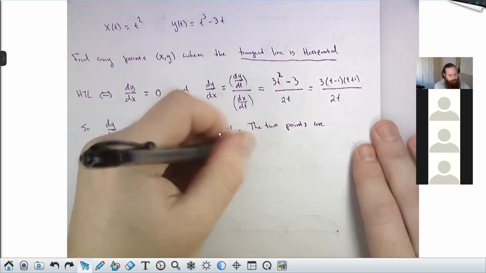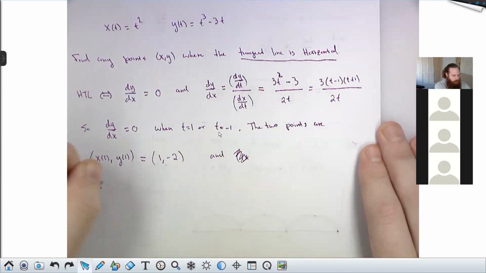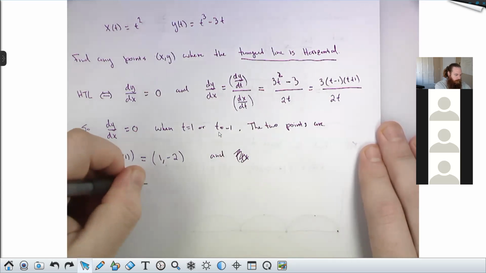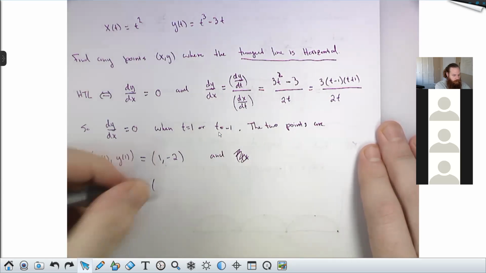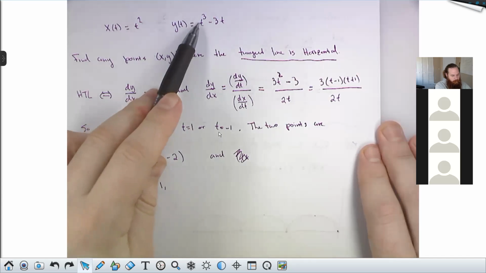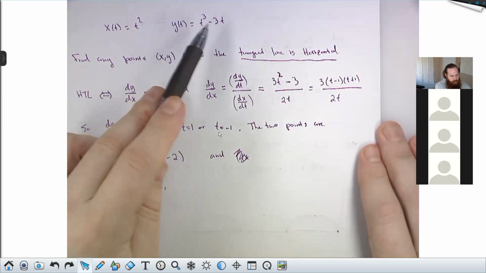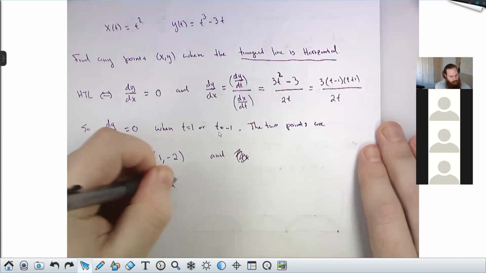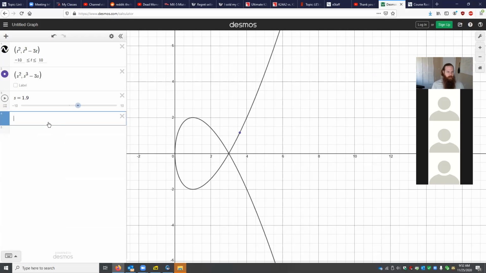And x of -1 comma y of -1. If I plug -1 in for x here, this is -1 squared, which is 1. And if I plug -1 in here, that's -1 minus 3 times -1. That's -1 plus 3, which is +2. So indeed, the two points with horizontal tangent lines are the points we suspected.